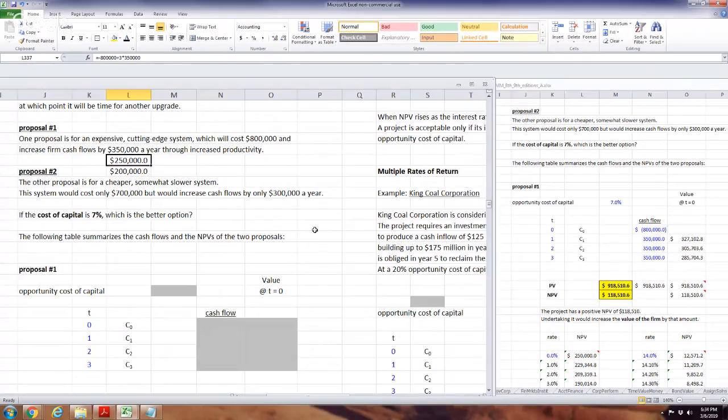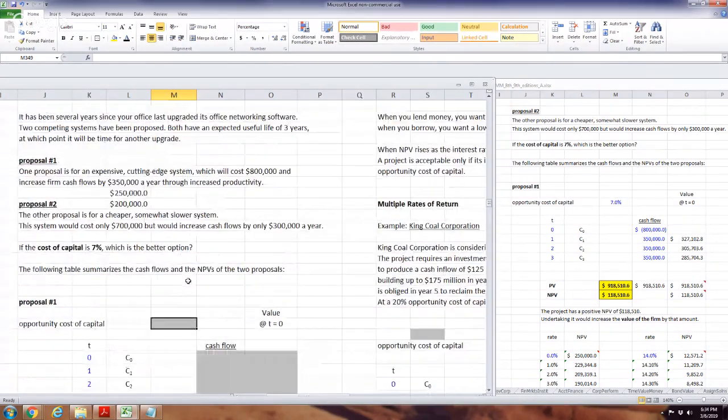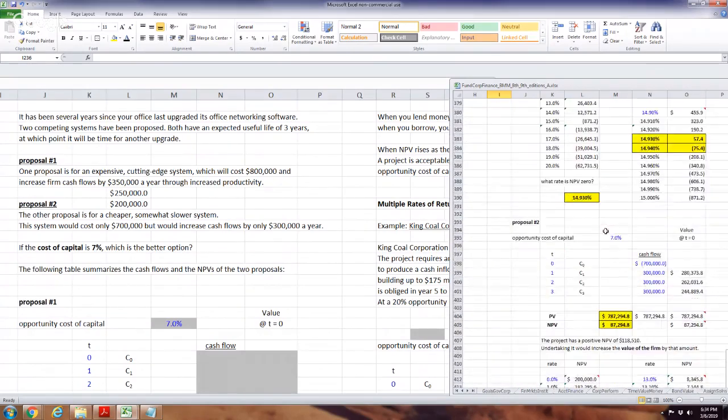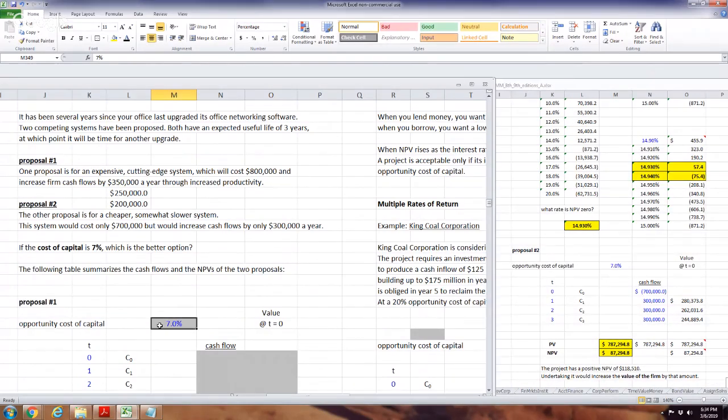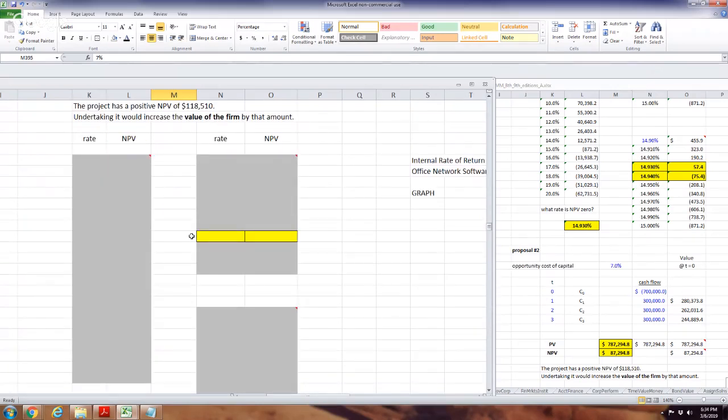We have cost of money or discount rate is 7%. Cost of capital 7%, for both of them. Here's the other one, 7%, which is right there. Okay, you have both of those.